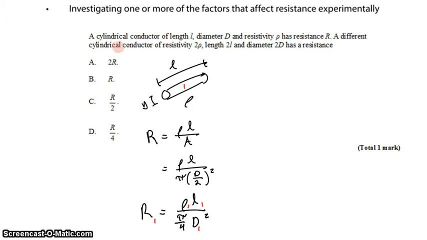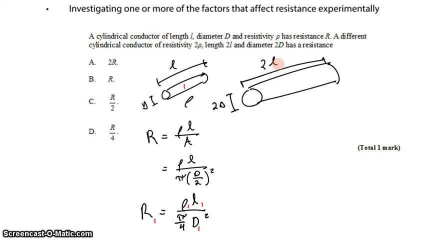We're told of another case though, a different cylindrical conductor. It's twice the length and twice the diameter. So that's 2d, 2L, and it has twice the resistivity, 2ρ. So for resistor 2, it also should have resistance times of its resistivity times its length divided by π on 4 times its diameter squared.